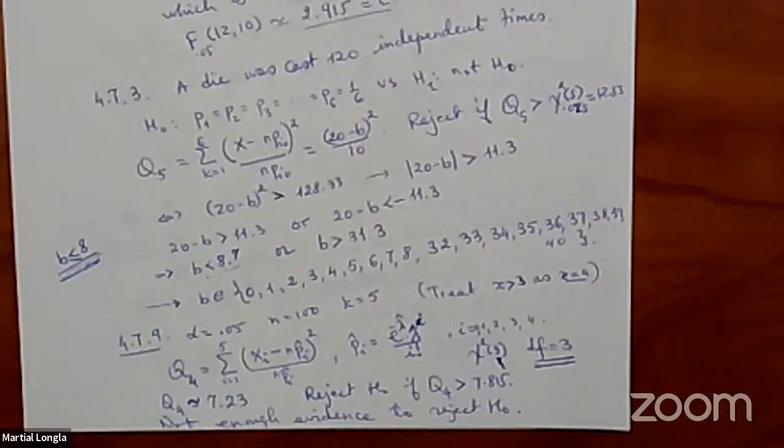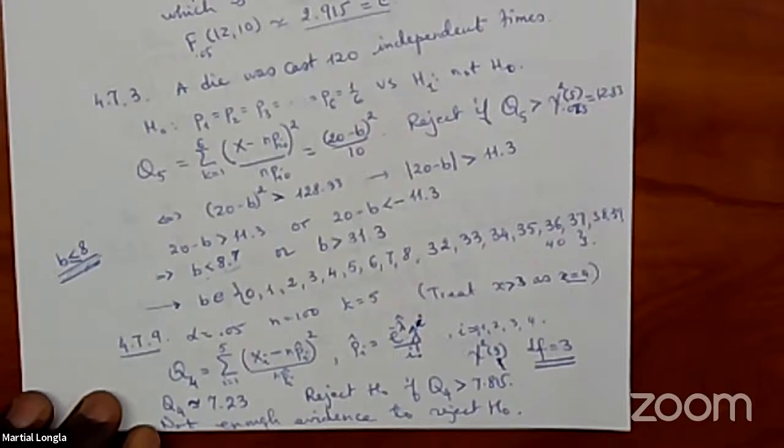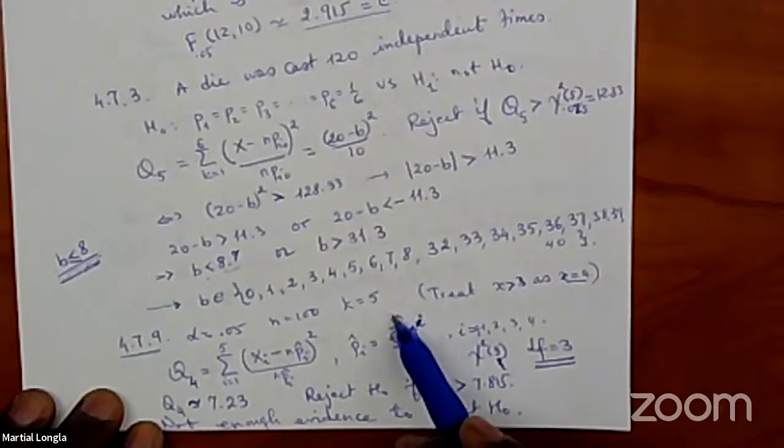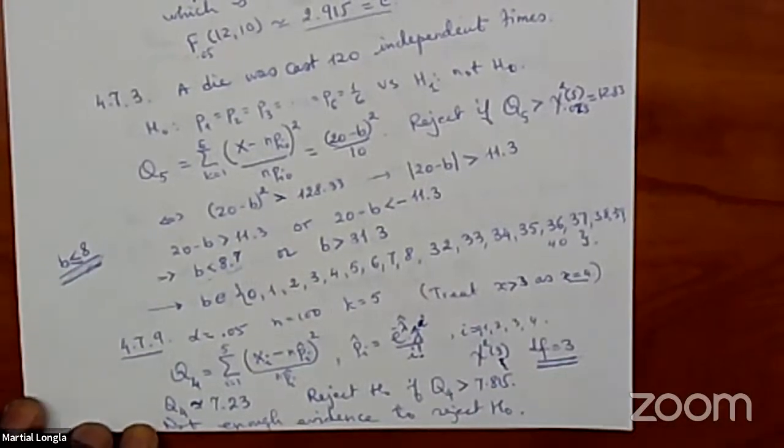And that's why in the other formula, we went from 2k minus 2 down to k minus 1. And in this case, it's just 1 because we estimated only lambda and then used it to get the other values. Therefore, the DF is 3.